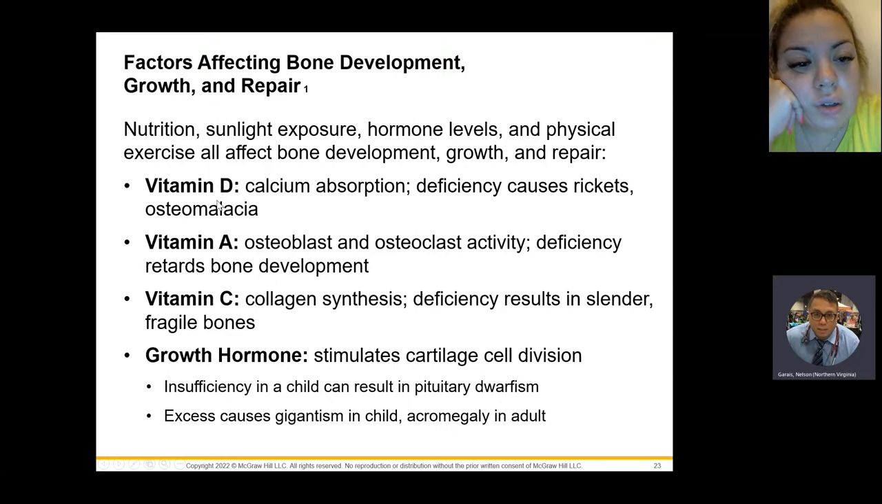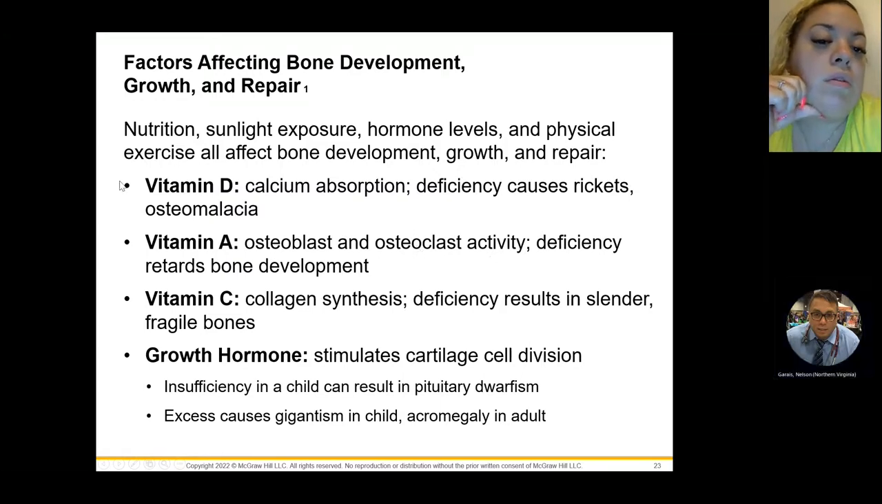All right, vitamin D, calcium absorption. And we already know that's related to what? Parathyroid hormone and calcitonin. And of course, where do we get it? Sunlight. Vitamin A. That's osteoblast and osteoclast activity. Okay, so it's for remodeling. Vitamin A is also for retinol. Remember Bugs Bunny, carrots, right? And vision. But for us, for this chapter, think osteoblast, osteoclast activity.